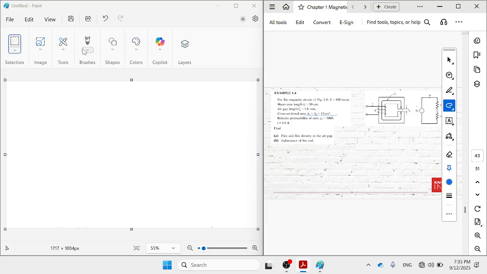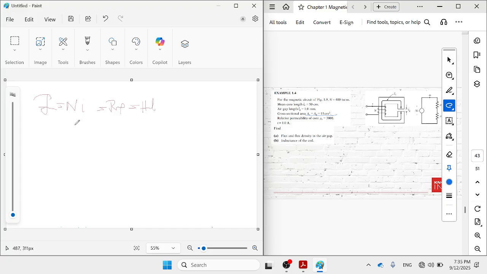The same as the previous case, we can easily start this way. So we need to calculate phi. Step 1, phi is calculated from MMF: Ni equals R phi equals HL, correct? So N, we know the number of turns, 400. I is also given, 1 amp, correct? Phi is unknown. We want to calculate the phi. We don't know the phi times reluctance. So reluctance can be calculated here. Reluctance is equal to L over mu A.